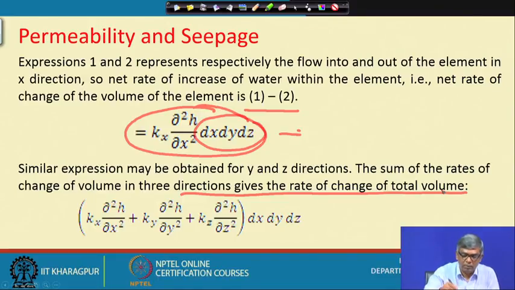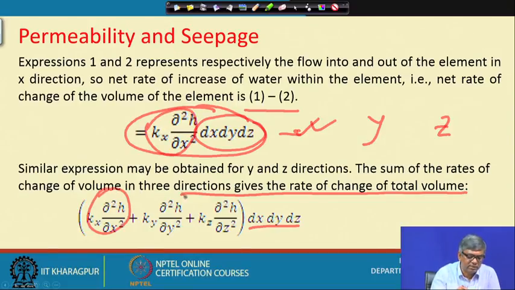Following a similar procedure, I can get the y direction and the z direction, and all three can be added, and that will give you the total change of volume. If I add these, everywhere dx dy dz will be there, so it will be taken out. This one is for the x direction, this one for the y direction, this one for the z direction. So that means this will be the total equation for change of volume.